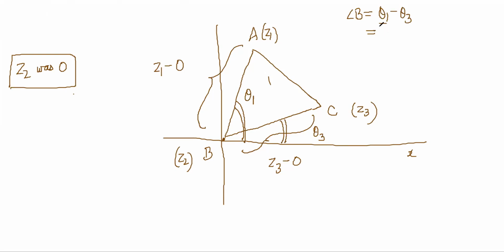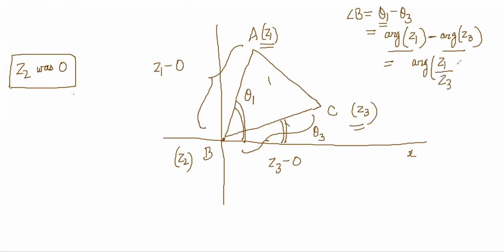So that is basically equal to, what is theta 1? Theta 1 is the argument of Z1, no? Z1 is making theta 1 with the x-axis. And theta 3 is the argument of Z3. So basically this is argument of Z1 minus argument of Z3, no? So that is equal to the argument of Z1 by Z3, correct? So angle B is equal to the argument of Z1 by Z3, right?